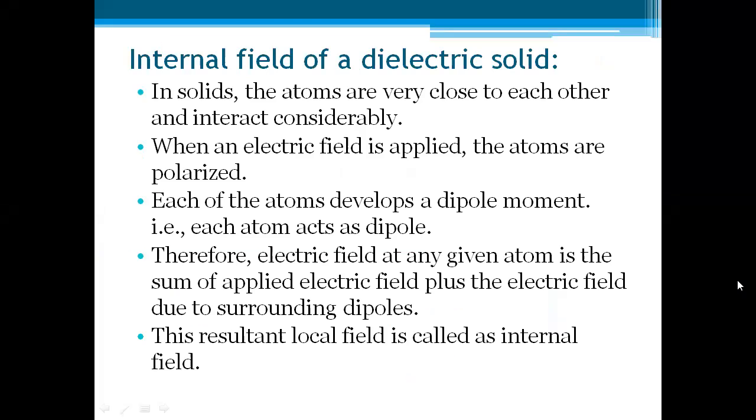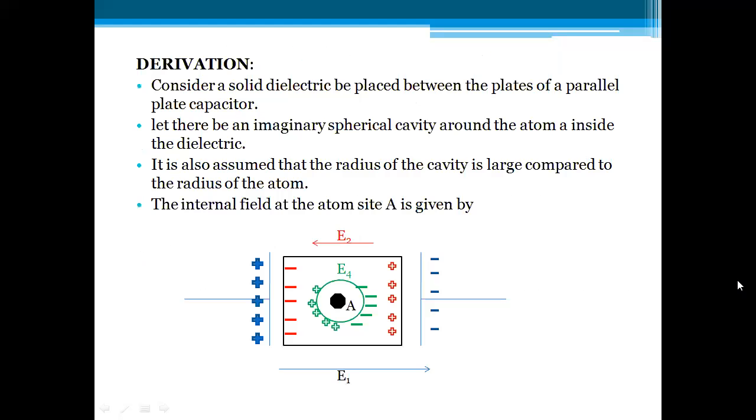Coming to the internal fields in a dielectric solid, to derive it, let us consider a solid in which atoms are very closely packed to each other and interact considerably. When an electric field is applied, the atoms are polarized. Each atom develops a dipole, and a dipole moment will be produced. Therefore, the electric field at any given atom is the sum of the applied electric field plus the electric field due to surrounding dipoles. This results in a local field, which is called the internal field or Lorentz field.